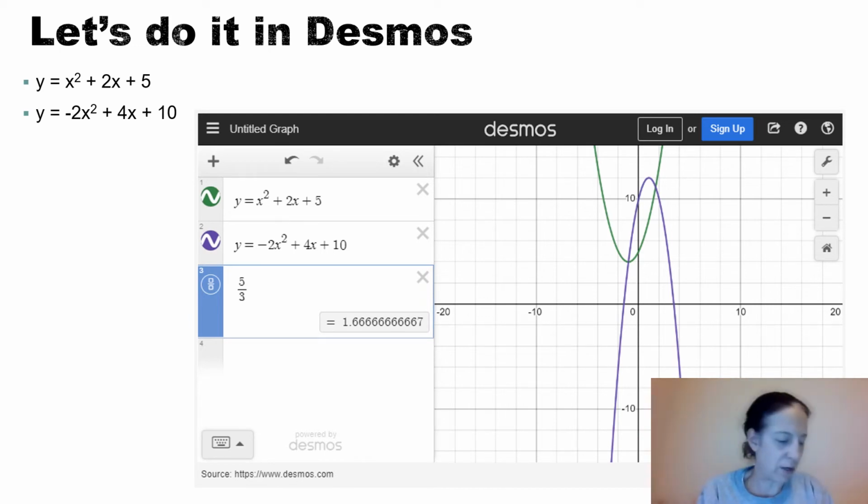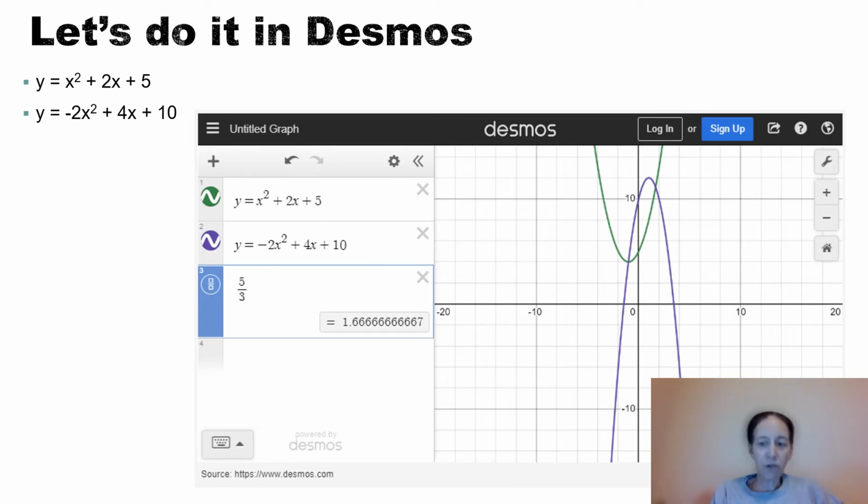Now let's take a look at the next one. So y equals negative 2x squared plus 4x, and it should be plus 10, and it might have been minus 10 on the previous slide. I'm sorry. Okay, and now what we have there is a separate graph for all of the points that make the purple equation true.